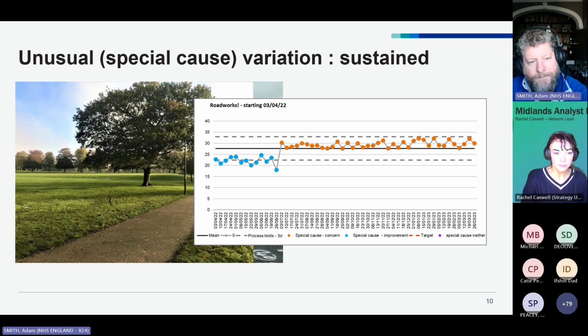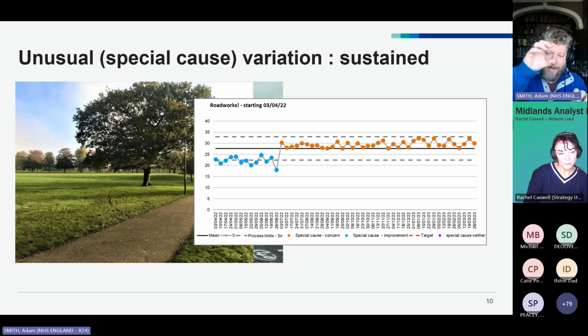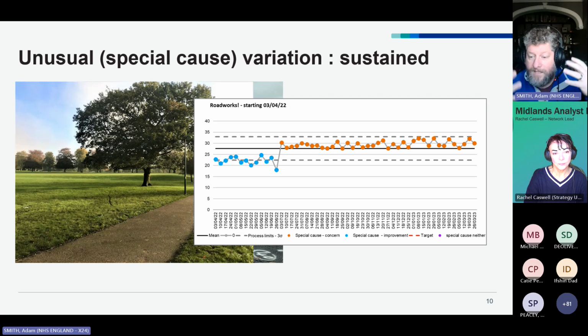And we can see here, if we were to plot that on an SPC chart, we can see before the roadworks happened and then when the dreaded roadworks went on. And what we can see here is a sustained unusual variation, so a sustained increase. But there are two types of sustained variation. So this first type of sustained variation is where we have that impact while there is something impacting that underlying process.